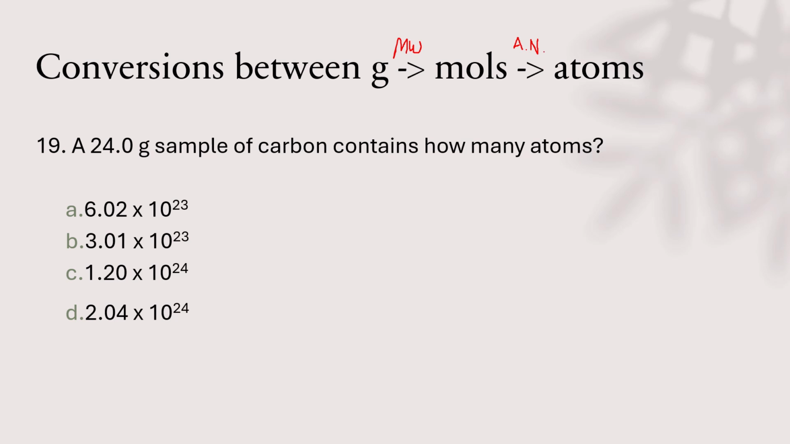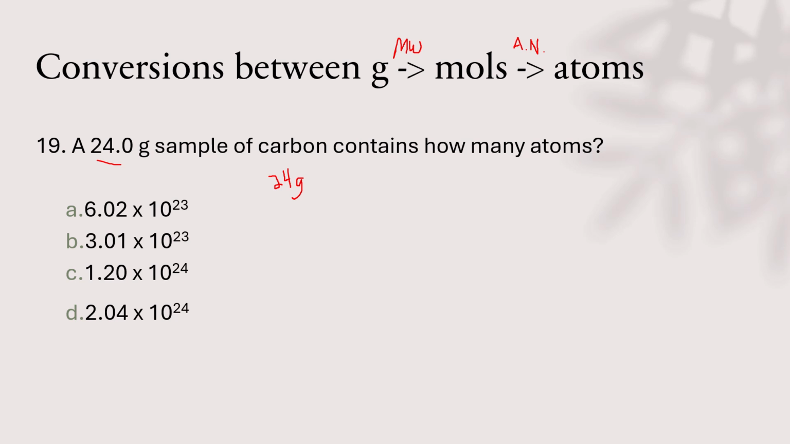So in this case, the question asks if we have a 24-gram sample of carbon, how many atoms does that contain? Okay, so you would need to start with the amount given to you in the question, which is 24 grams. And you can't go directly from grams to atoms, as you can see from the scheme above. You have to go to moles first.